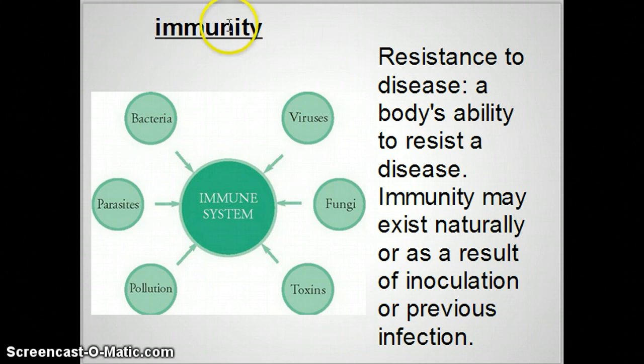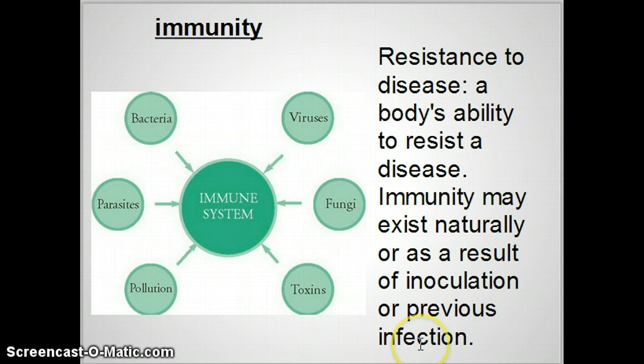The next word we have is immunity, and this refers to resistance to a disease. So if you have immunity, you are resistant to a particular disease, which means you probably won't get it. It's the body's ability to resist disease. Immunity may exist naturally, or as a result of inoculation or previous infection. Inoculation would be if you get a shot for a certain disease to prevent you from getting it.